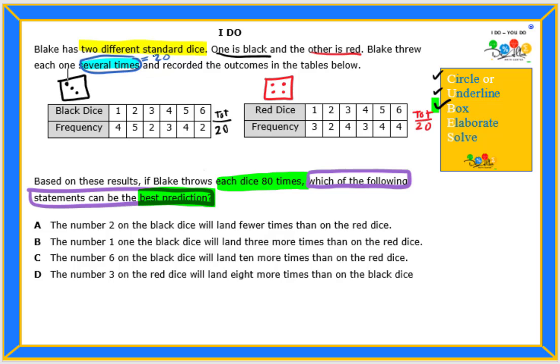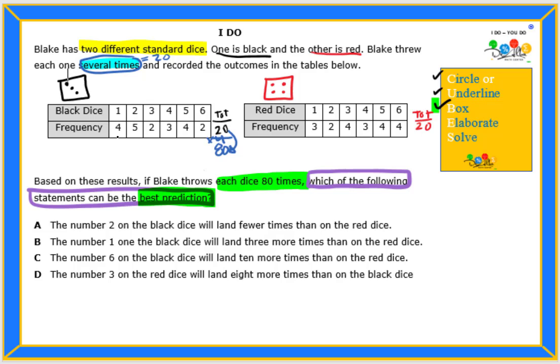So now that we have that information, we're going to go ahead and think about what we can do to predict if each number dice is thrown 80 times. So let's look at the fact that we know he threw it 20 times. So if we wanted to have a total of 80 times, what would be the factor, or what is the relationship? 20 times 4. I agree. So 20 times 4 gives us 80.